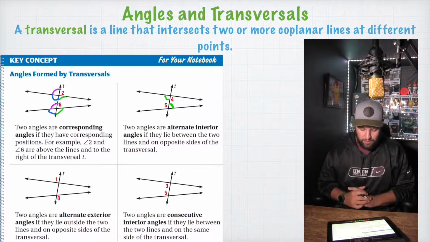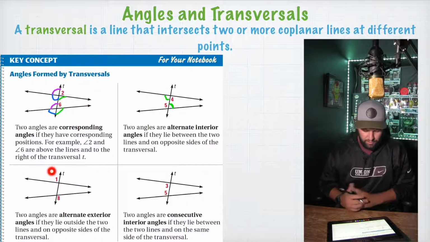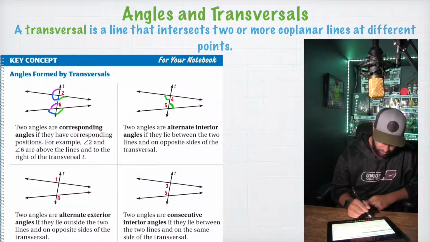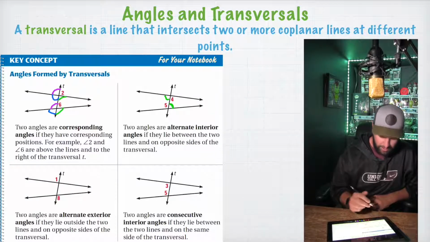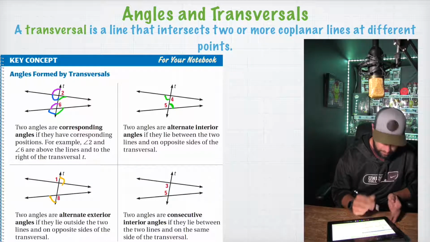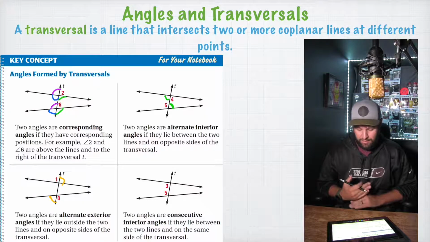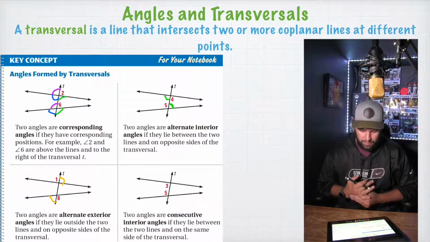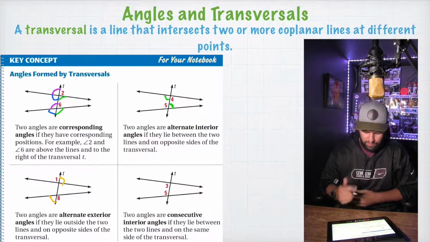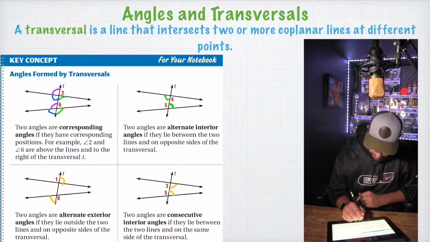Alternate exterior: two angles are alternate exterior angles if they lie outside the two lines and on opposite sides of the transversal. So 1 and 8 are alternate exterior angles, and so would both of these yellows. And lastly, two angles are consecutive interior angles if they lie between the two lines and on the same side of the transversal. So you have 3 and 5, but you also have these two gold ones.